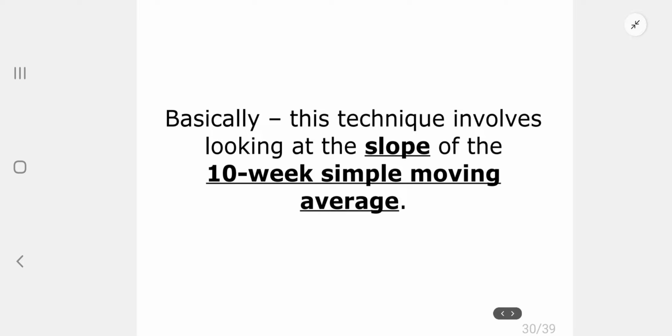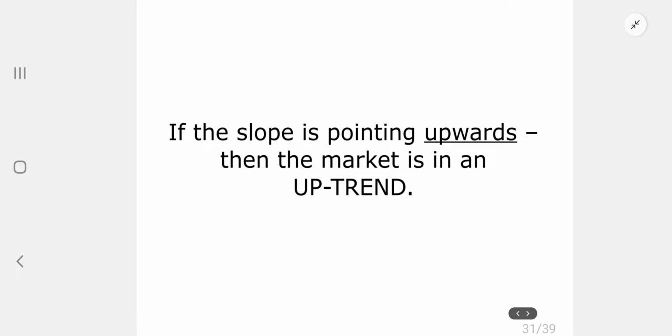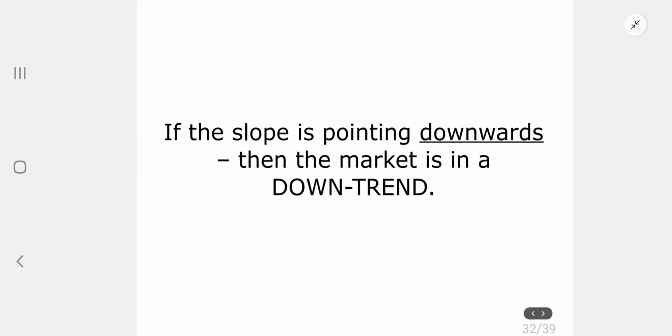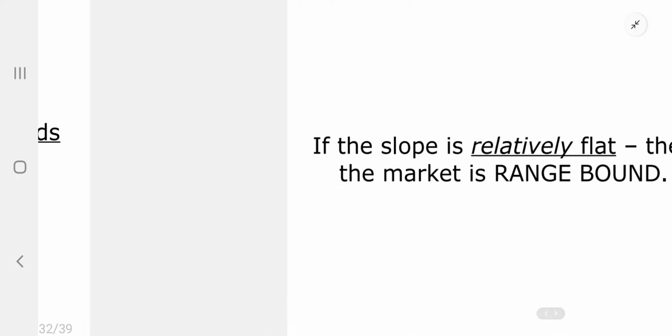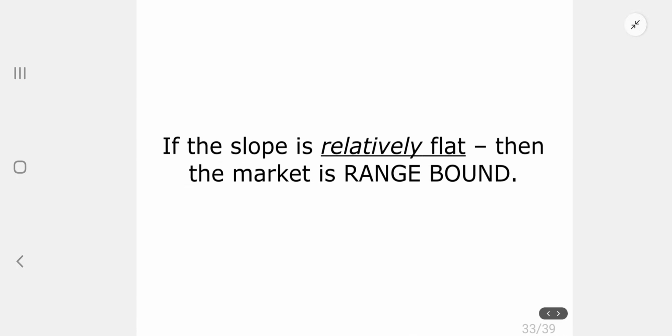Basically, this technique involves looking at the slope of the 10-week simple moving average. If the slope is pointing upwards, then the market is in an uptrend. If the slope is pointing downwards, then the market is in a downtrend. If the slope is relatively flat, then the market is range bound.